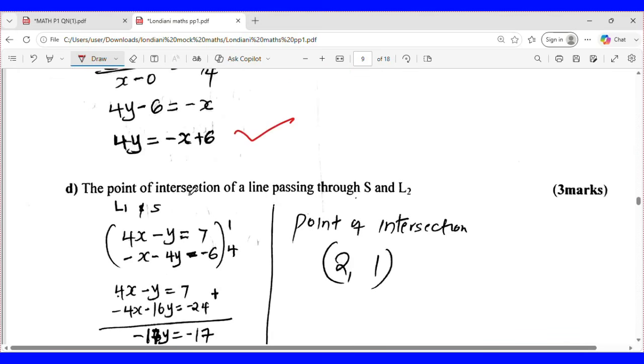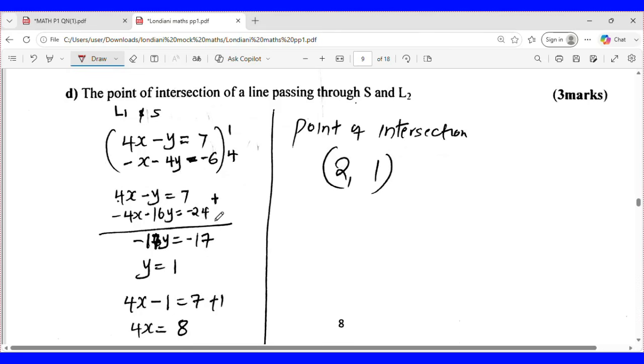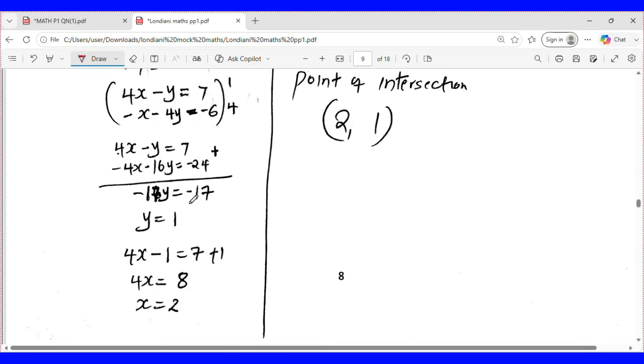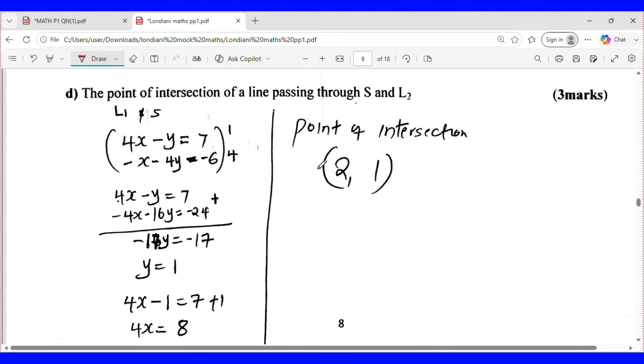You solve these two equations simultaneously, and you get the value of x and the value of y. So you can use the elimination method or substitution method on the two equations of the lines, and you get the value of x, y, where they meet, where they intersect.